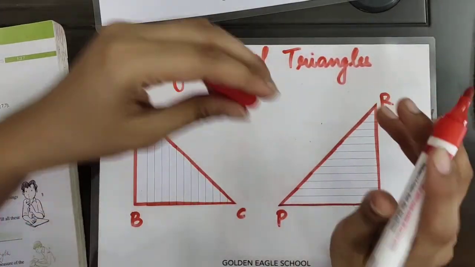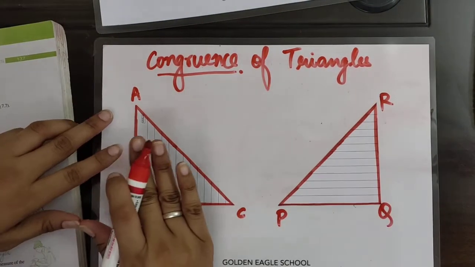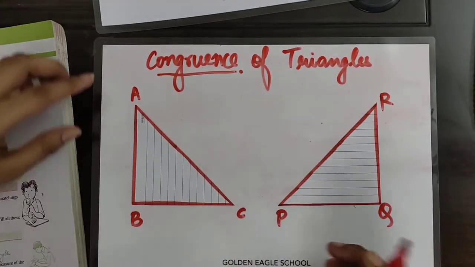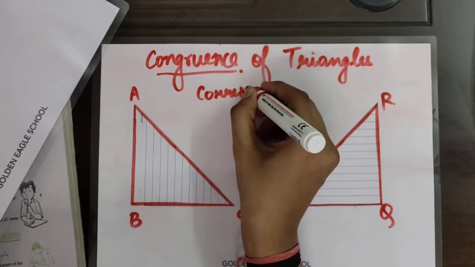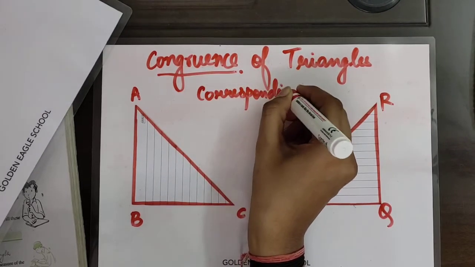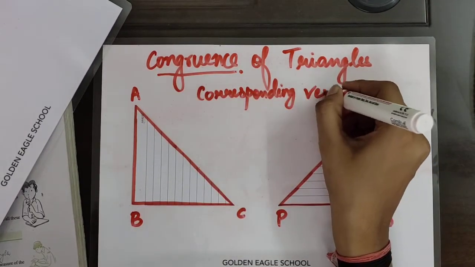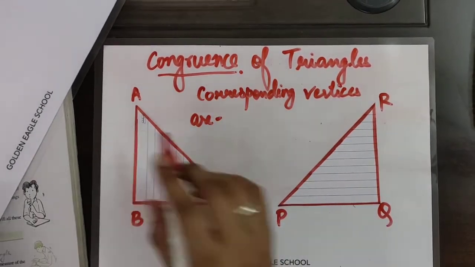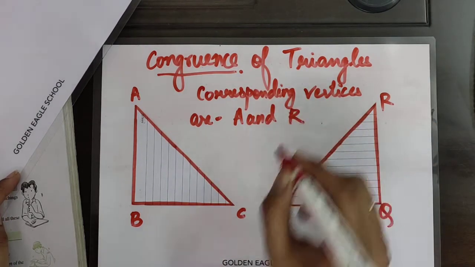So we'll see the corresponding sides over here. When you place this triangle over this triangle, R point comes on A point, means we can write here corresponding sides, corresponding vertices. These are vertices. So corresponding vertices are A and R, right?